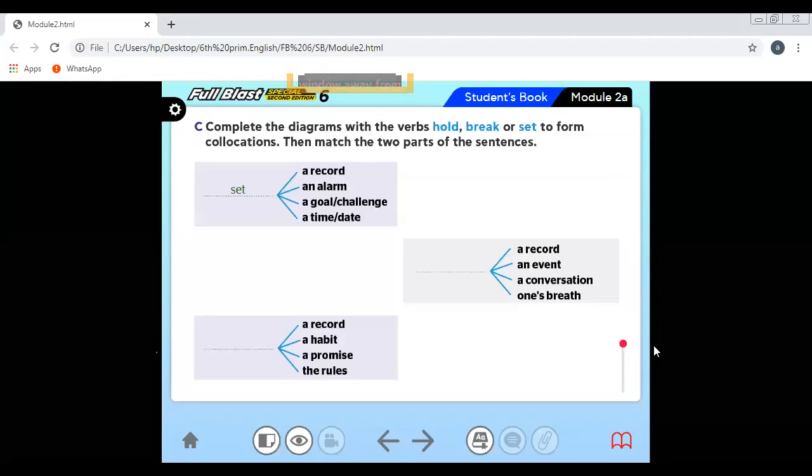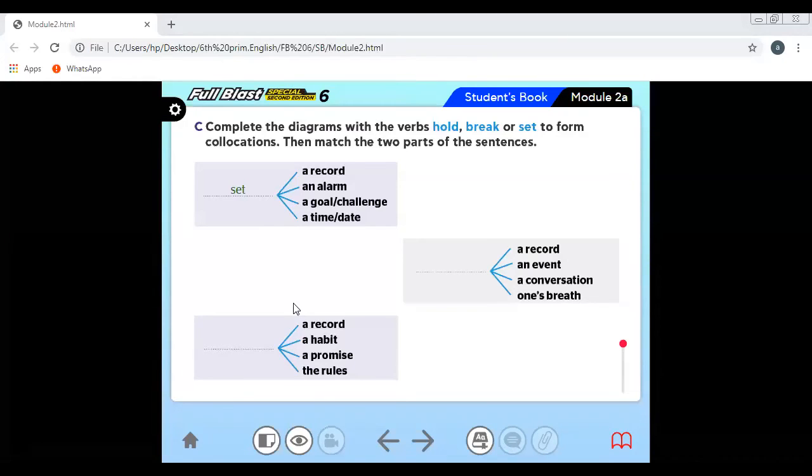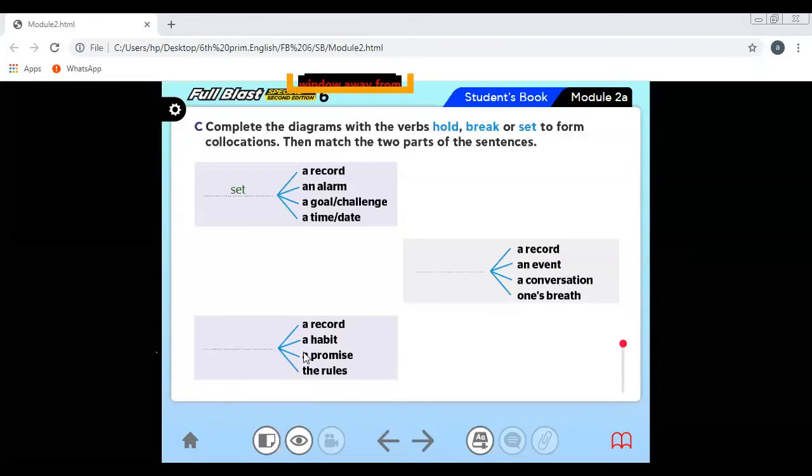Can you see the word record is common between the three groups? A record, a habit, a promise, the rules. Which is the suitable word here? The collocation. Which word will you choose? Yes, Malak. Break. Break a record, break a habit, break a promise, or break the rules.